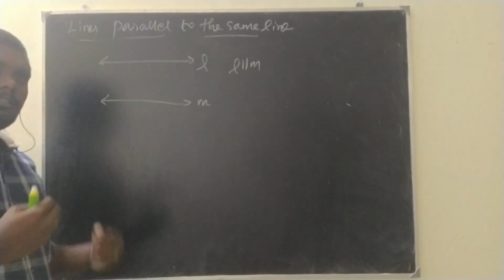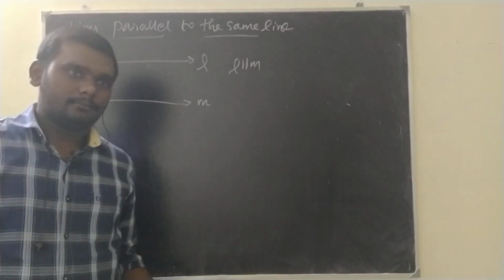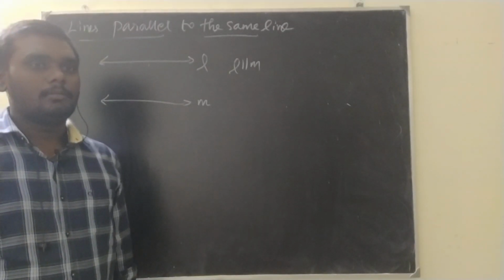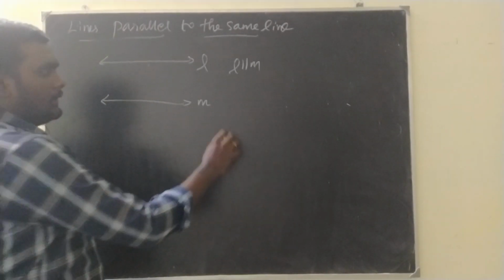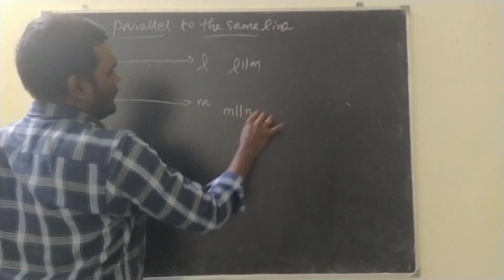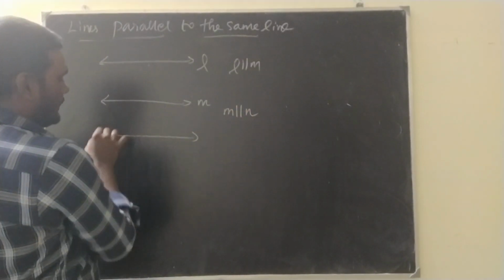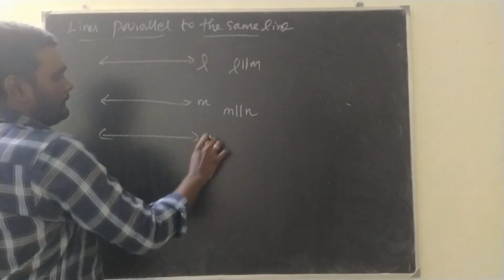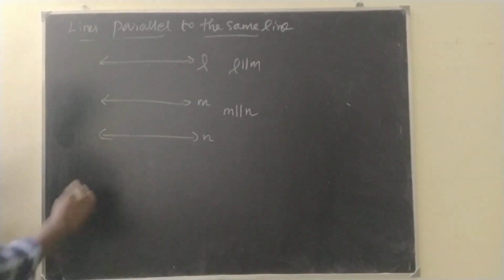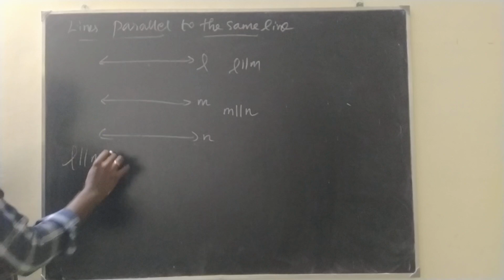and there is another line which is parallel to M, and we say M is parallel to N, like some other line is there. Shall we say this L is parallel to N?